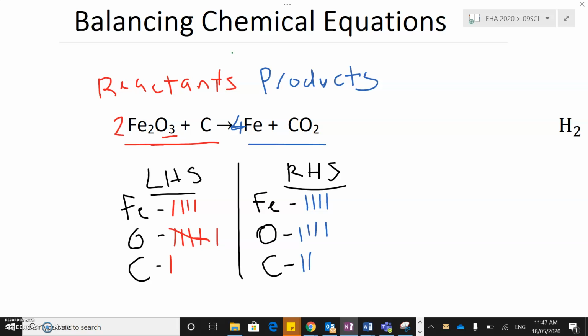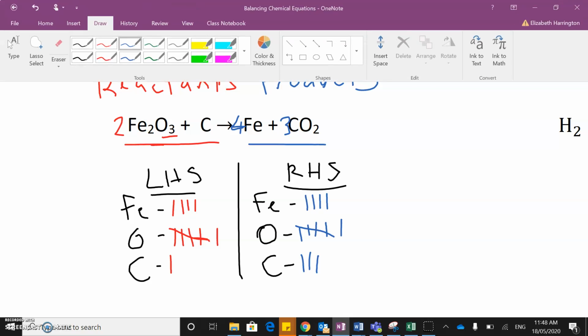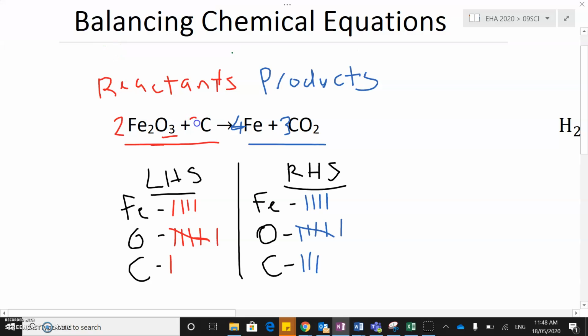If I go 3 times 2, then I've got 6 oxygens. 3 times 2 is 6. 1, 2, 3, 4, 5, 6 oxygens. What's left? I've now got 3 carbons because I've times that carbon dioxide by 3. 3 carbons. I need to adjust the carbons on my reactant side to be 3 as well. I've balanced that. Let's double check.